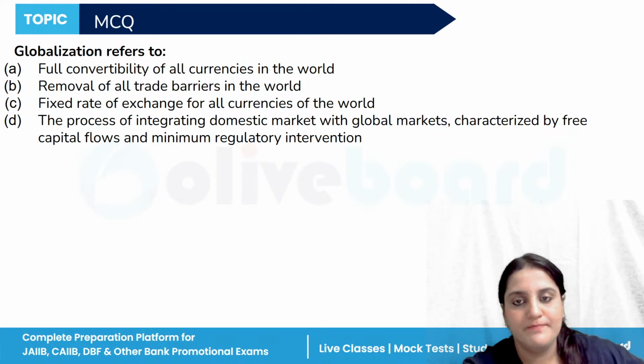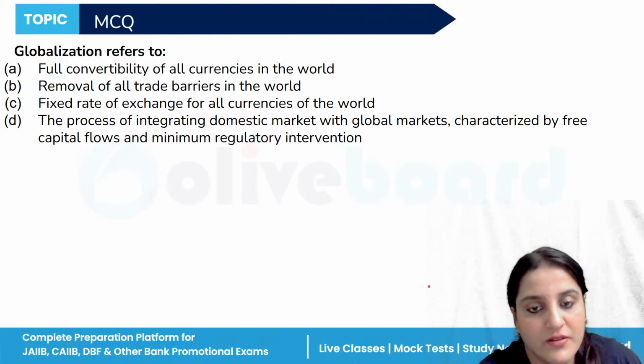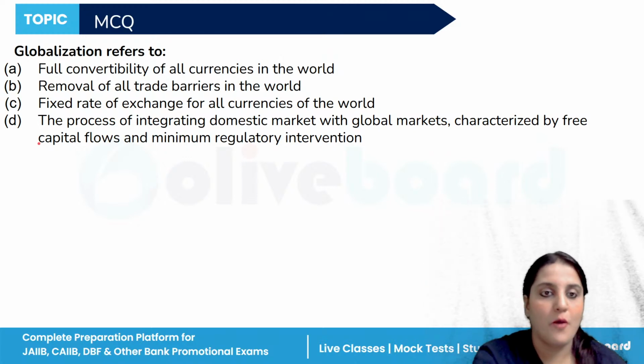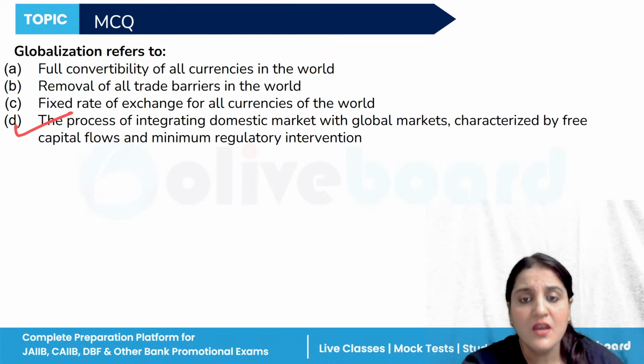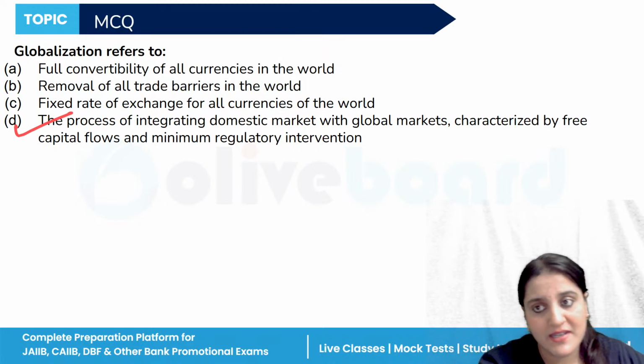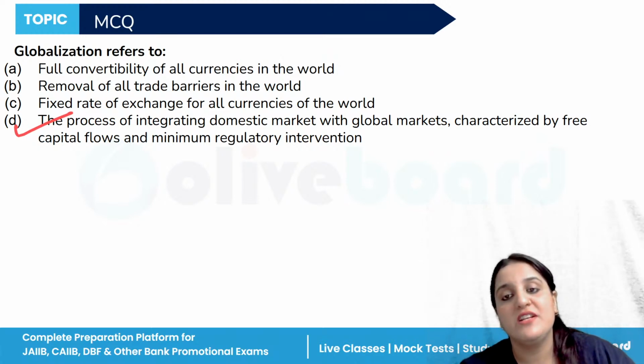Globalization refers to, which option is correct? The question is repeated again, but with new types of options. So option D is correct. You can see it is the process of integrating the domestic market with the global market, characterized by free capital flows and minimum regulatory intervention.